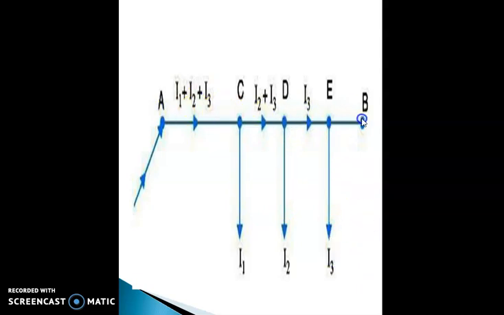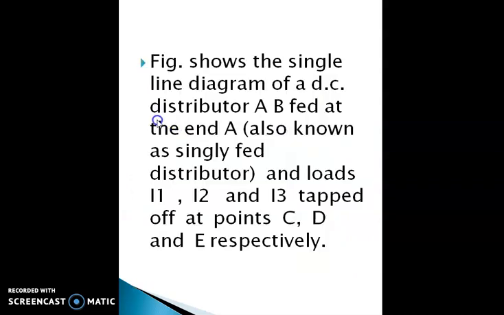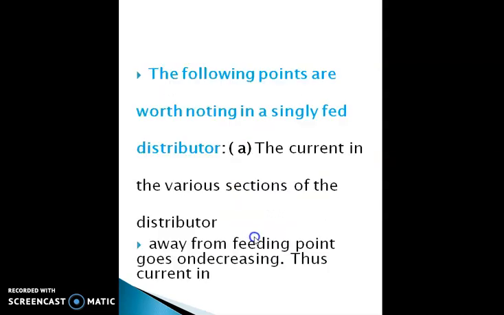So AB is nothing but a feeder. This feeder is fed at only a single end, at point A. The figure shows the single line diagram of a DC distributor AB fed at the end A, known as a singly fed distributor, and loads I1, I2, I3 are tapped off at points C, D, E respectively. The following points are worth noting in a single feed system.